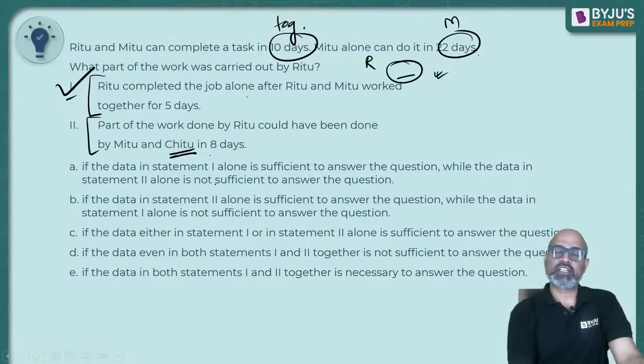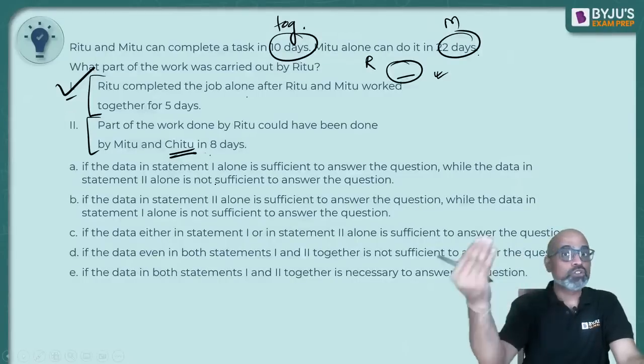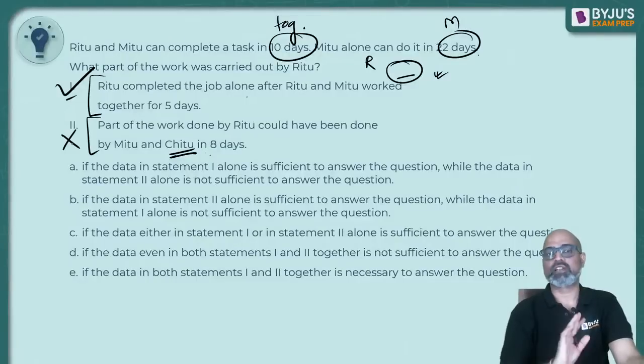Second statement is little confusing. Part of the work that they're asking done by Ritu could have been done by Me2 and C2 in 8 days. So it's not that Me2 and C2 are completing the total work. So we don't know C2 alone. So second से तो नहीं आना.